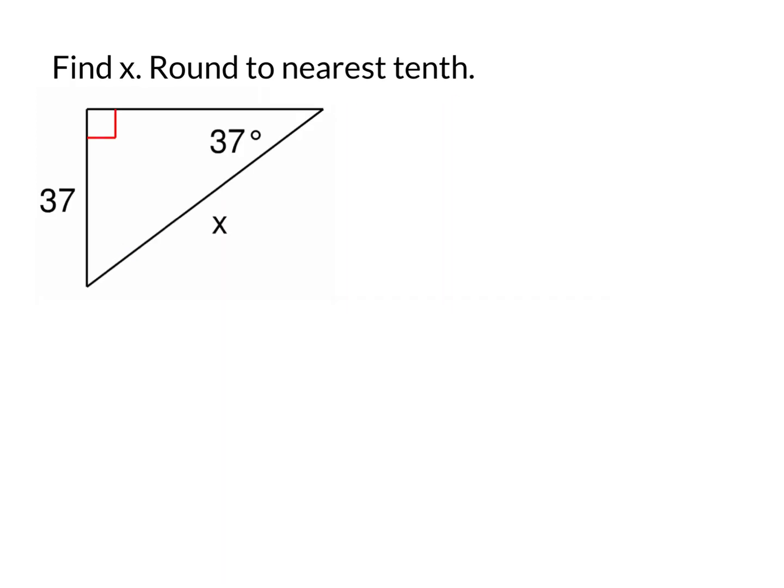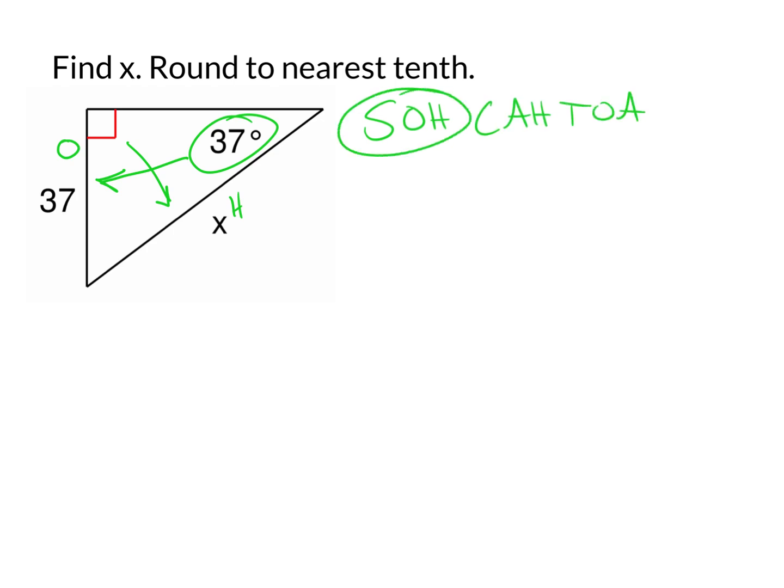Example 3. We have a reference angle of 37. This 37 is opposite, it's on the opposite side, and then the x is across from the 90, so it's hypotenuse. Okay. So I'm going to do SOHCAHTOA. I have opposite and hypotenuse, which is SOH. So I'm going to plug in sine, and it's theta, is equal to opposite divided by hypotenuse. Plug it in, sine of the reference angle 37 equals the opposite, which is 37, divided by the hypotenuse, which is x.